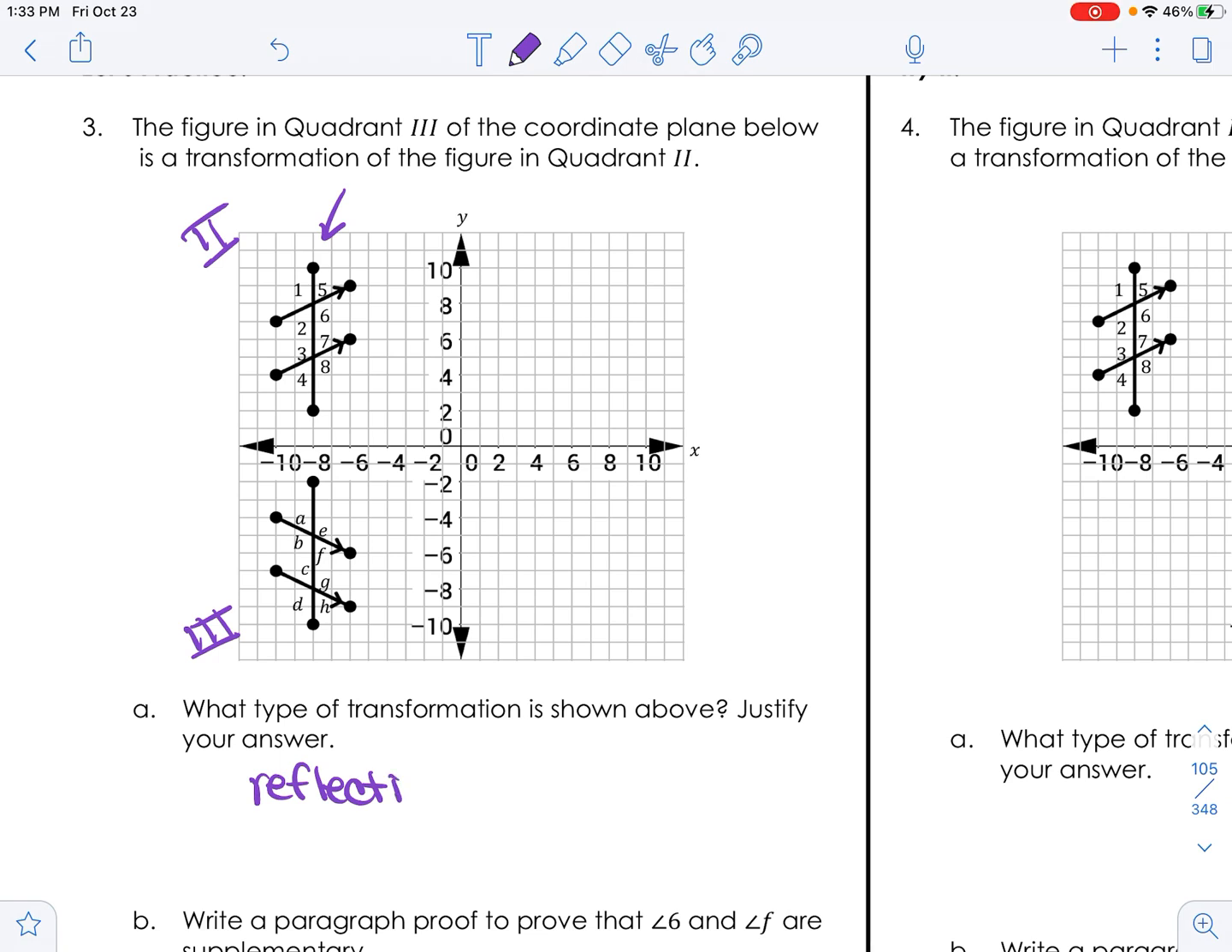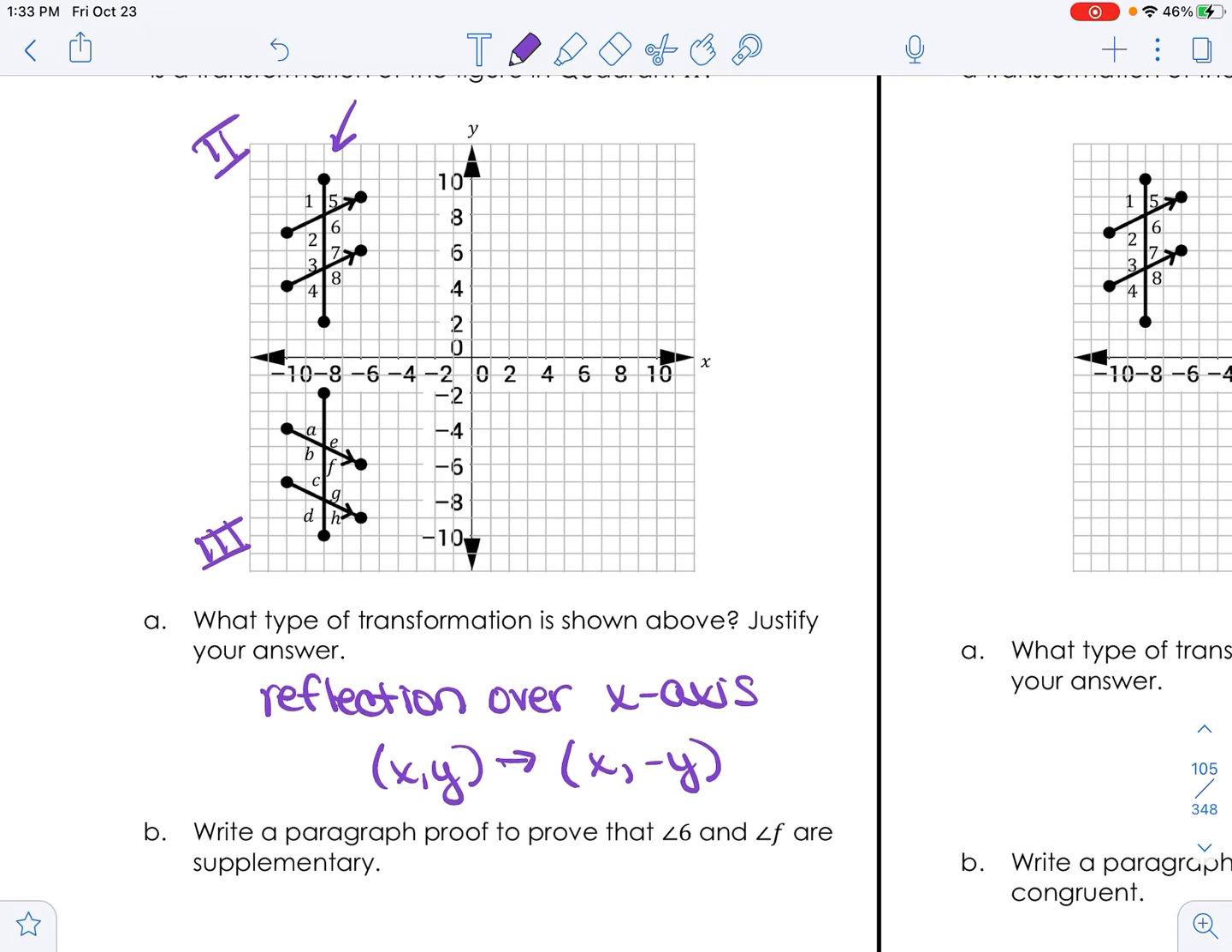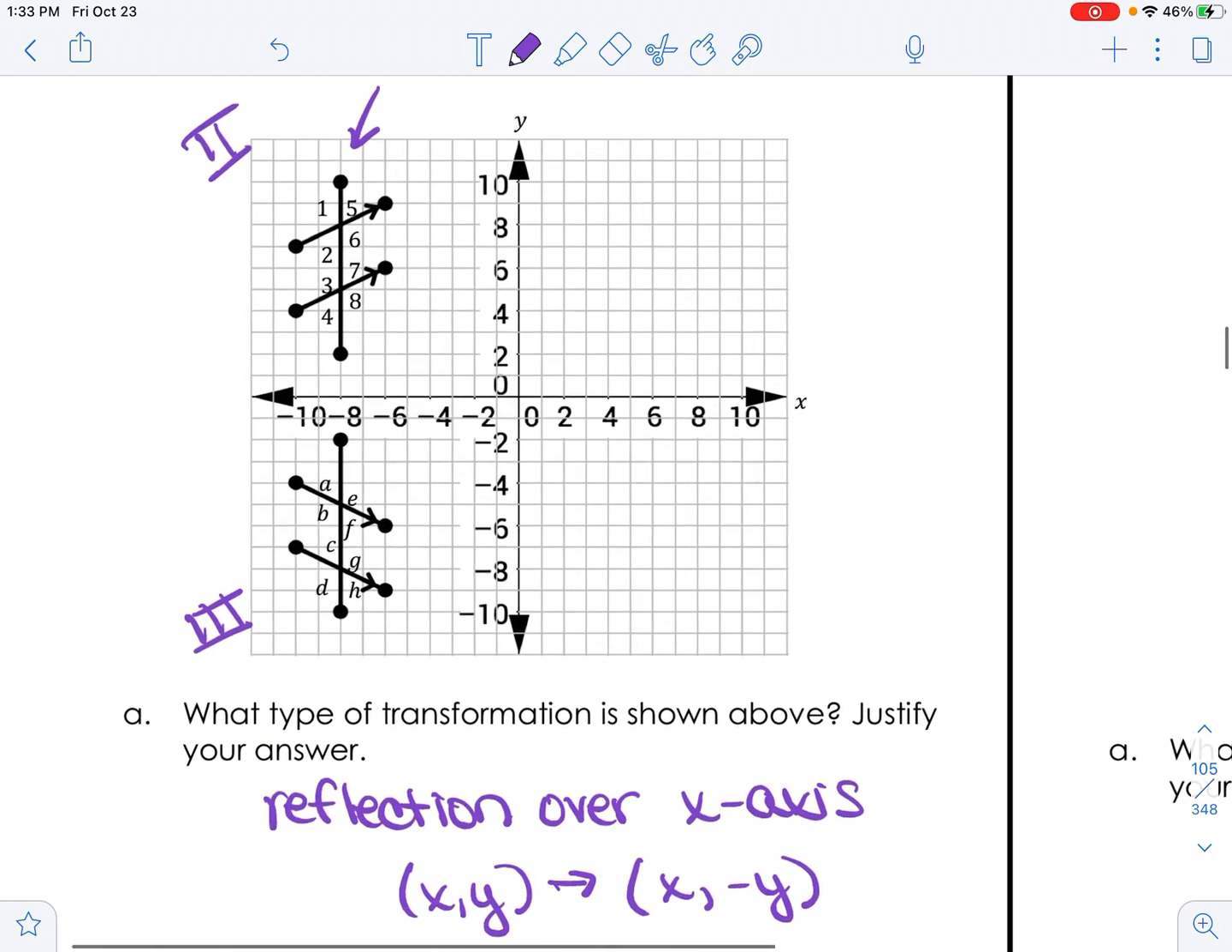And what did we reflect over? The x-axis. So what's that rule? X comma y goes to x comma negative y. All right, so you can look at one of your coordinates if you want to and make sure that that rule applies. Okay, write a paragraph proof to prove that angle 6 and angle F are supplementary.